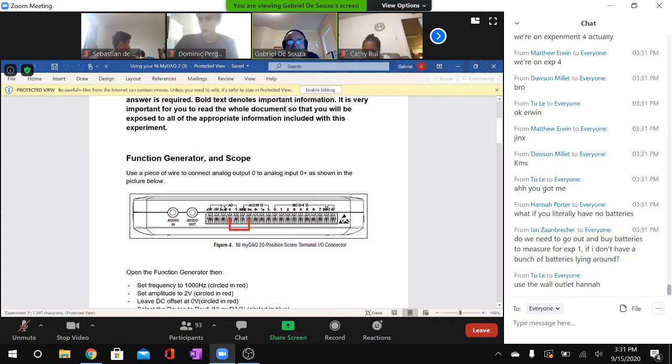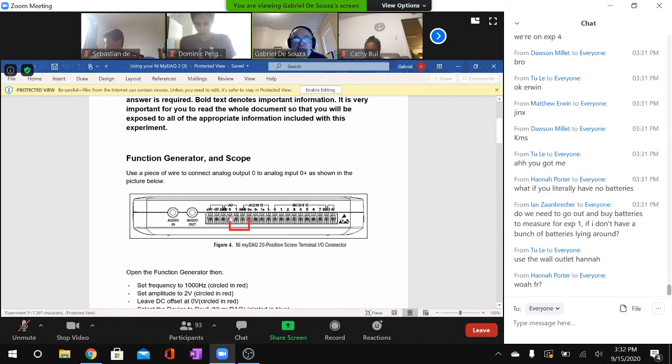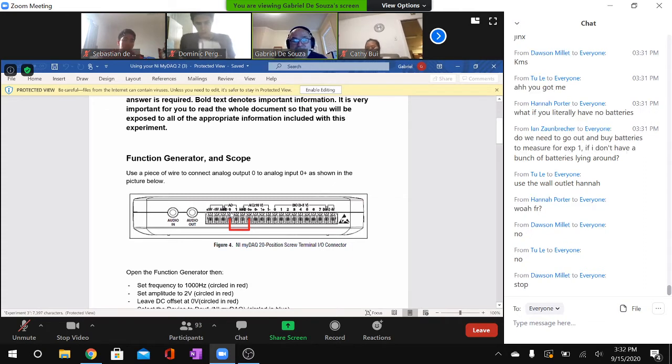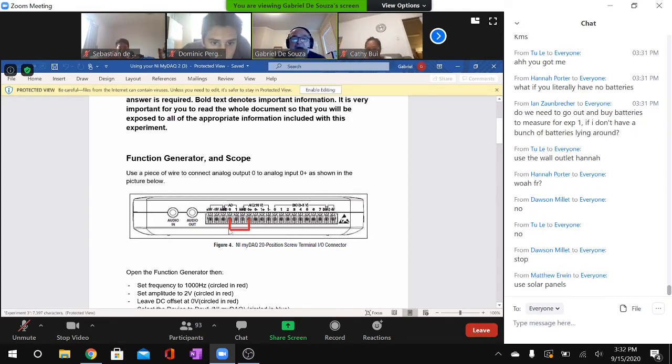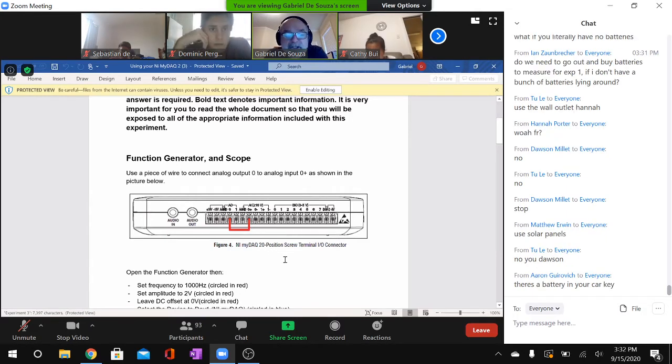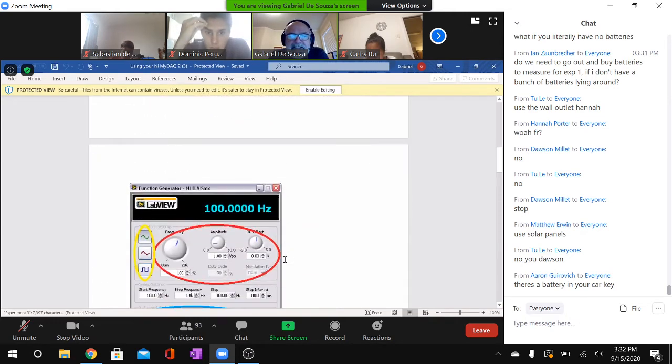So what did I do here? Well, I said I'm going to get the output of my function generator on analog output 0, and I'm going to connect that to analog input 0 plus. Now I have made the connection because the output here is from the function generator, but the input here is for the oscilloscope. So let's take a look at these devices.